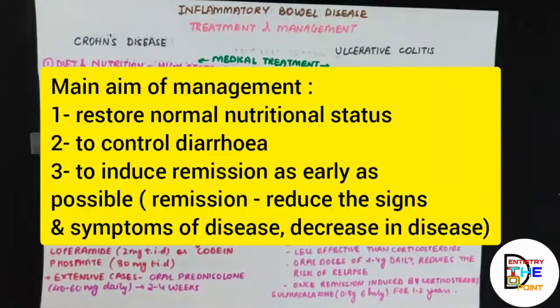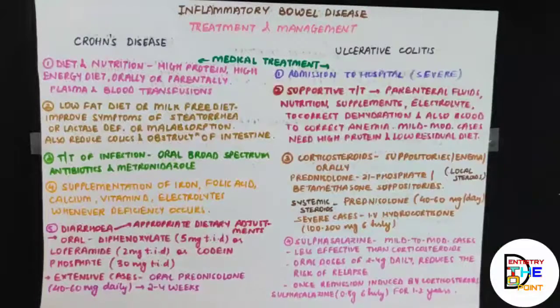Now, what are these remissions? The word remission means nothing but decrease or disappearance of the signs and symptoms of a disease. Okay, as early as possible you have to do these. So these are the basic aims for the management of the disease. We'll be dealing with the treatments of both the disorders individually, starting with Crohn's disease first. Firstly we'll see the medical treatment for both and then the surgical treatment.